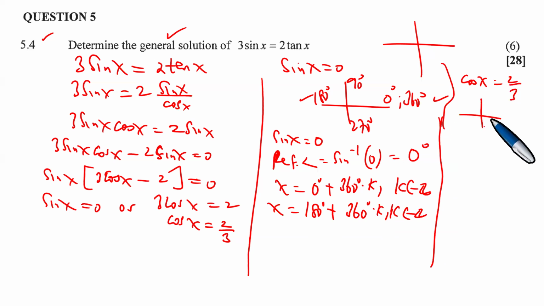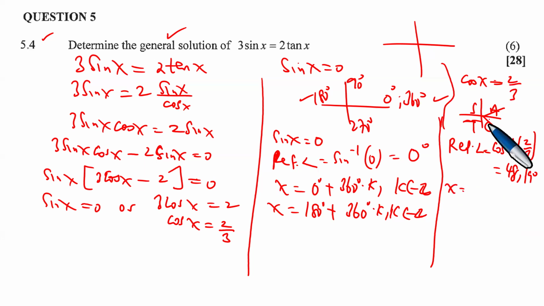Now, this 2/3 means you have the CAST diagram. So if the cosine is positive, it is positive in the first and in this quadrant, but first let's get the reference angle. The reference angle is going to arise from arccos 2/3, and arccos 2/3 gives us 48,19 degrees.